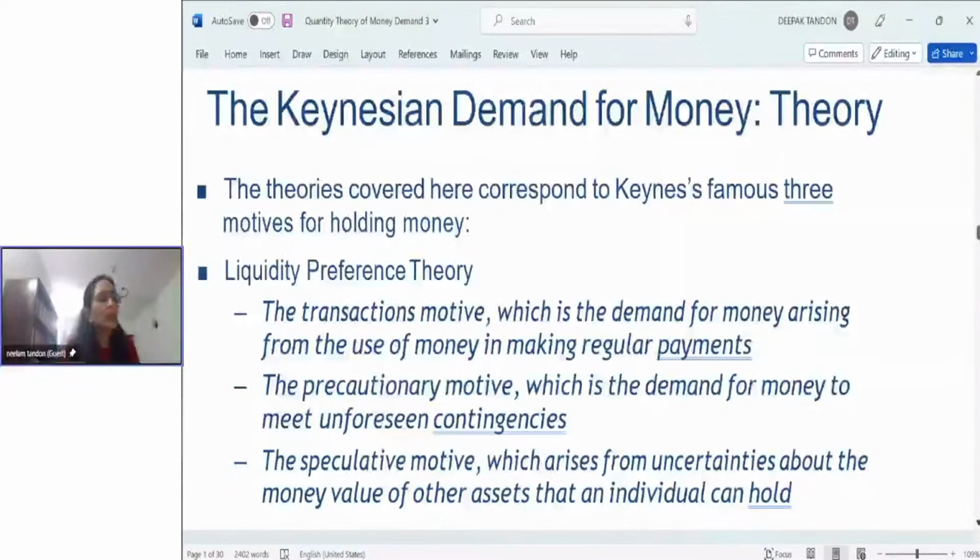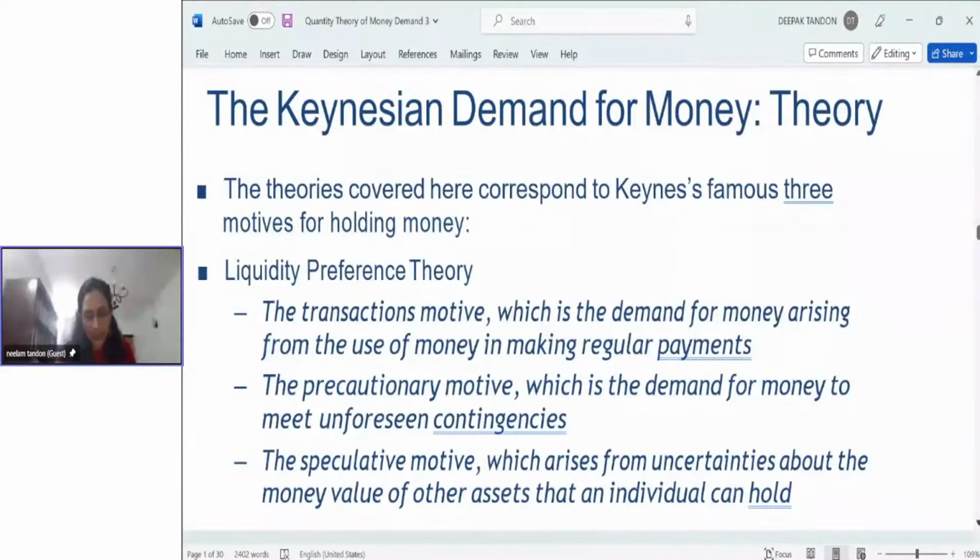How do you keep money for the precautionary motive? You can keep it in a savings account. That is as good as the precautionary motive. Some people keep it in PPF and others, LIC is also something you keep it for. That cannot be used so easily for transactions.